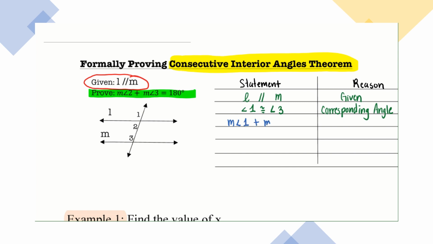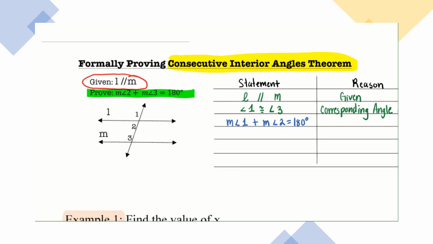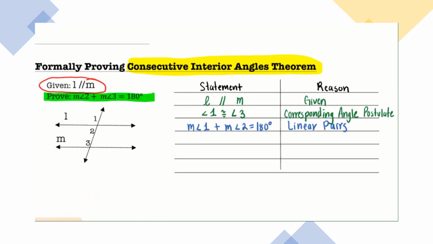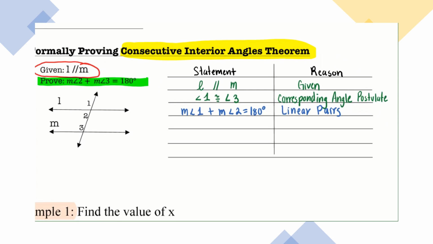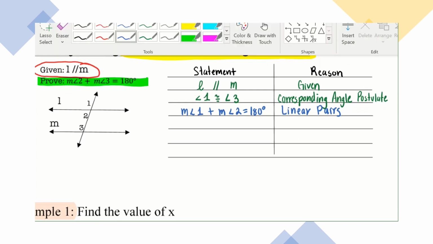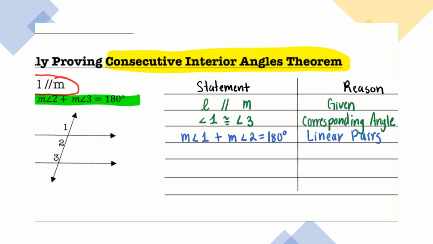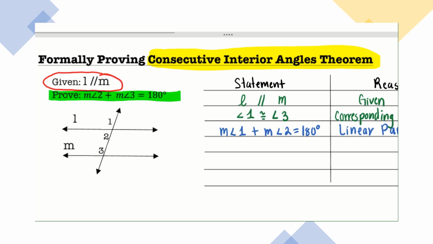All right, so what else do we know here? We know from our diagram that angle 1 plus angle 2, their measurements equals 180. Why? Because together they form a straight line, and we know that straight lines are supplementary. And our reason here will be linear pairs, right? They're right next to each other, which means they're going to be adjacent, and they add up to 180, so they're linear pairs.